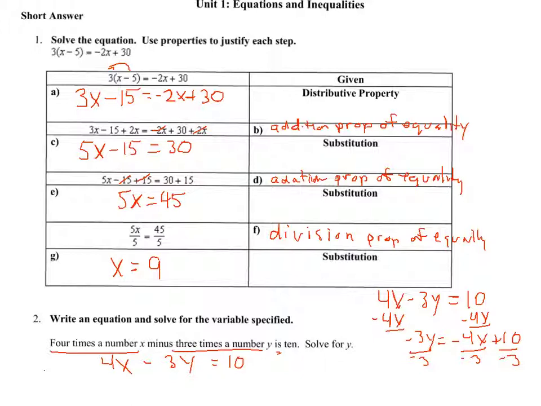And for my answer, these are gone, so I've got y equals negative 4x divided by negative 3 is negative divided by negative, positive, so it's going to be 4 over 3x. I've got a 10 divided by negative 3, that's going to be minus 10 over 3. And that is our answer for that. And that is number 1 and 2.